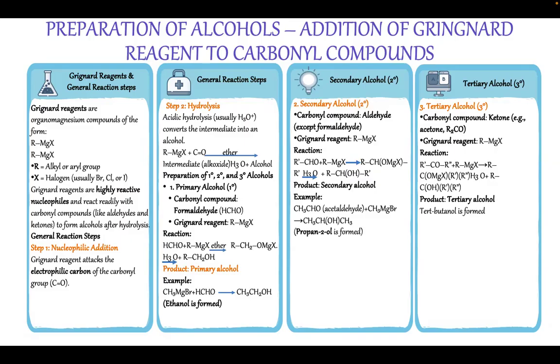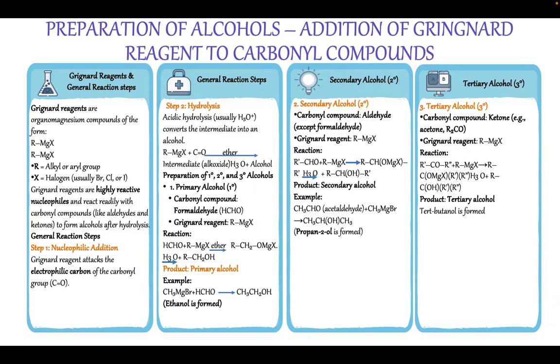So we can look into the general reaction steps for primary, secondary, and tertiary alcohol. First, we have nucleophilic addition, where the Grignard reagent attacks the electrophilic carbon of the carbonyl group, C=O. Then step 2, hydrolysis.